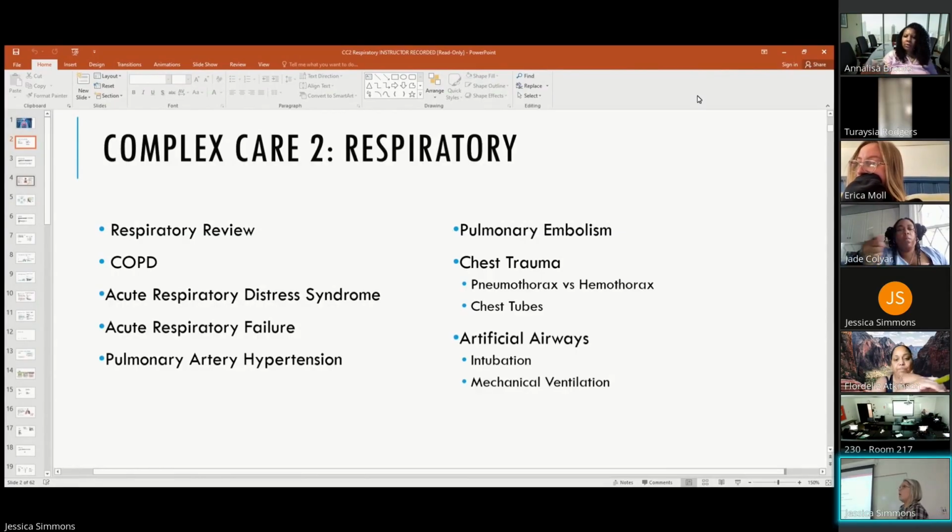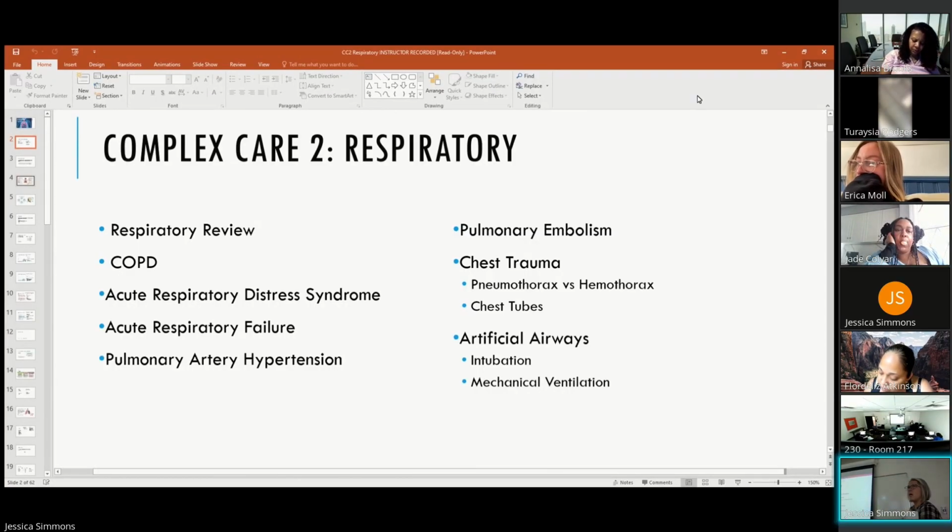Okay. Acute respiratory failure, which can also be seen in charts and things, is ARF. Pulmonary arterial hypertension, pulmonary embolisms, chest trauma, pneumothorax versus hemothorax, chest tubes, and artificial airways, intubation, mechanical ventilation, and I believe also trachs.